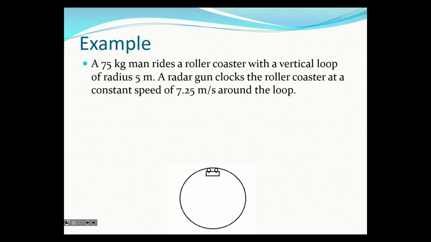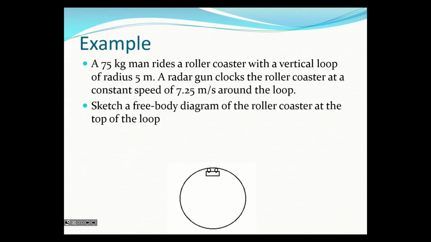So let's do an example. A 75 kilogram man rides a roller coaster with a vertical loop of radius 5 meters. The radar gun clocks the roller coaster at a constant speed of 7.25 meters per second around the loop. Sketch a free body diagram of the roller coaster at the top of the loop. So gravity's easy. Gravity's downwards.